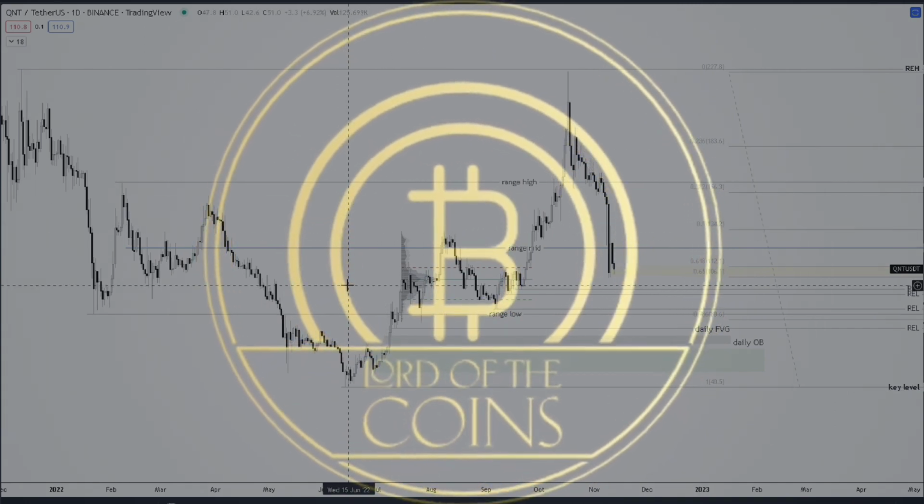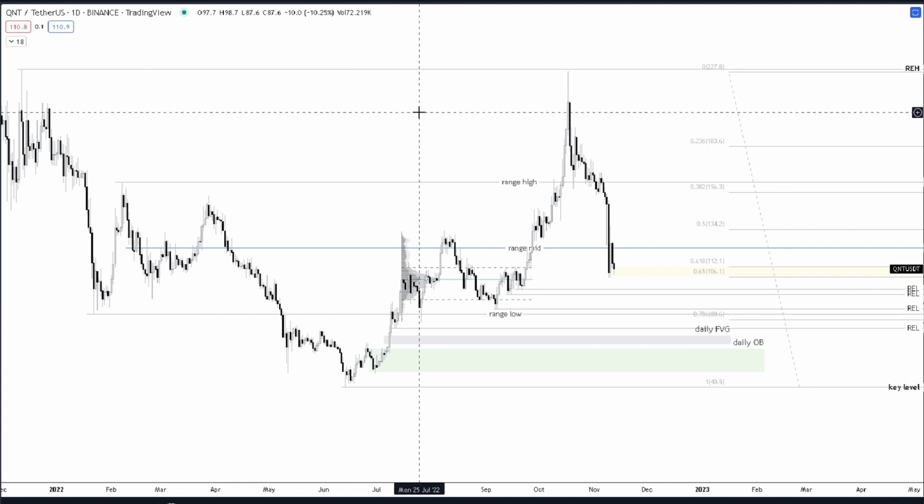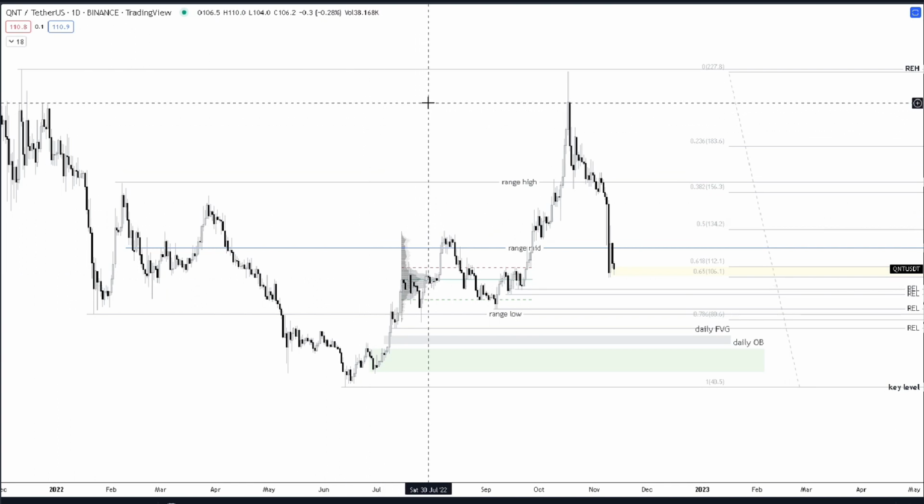We're going to be covering a macro outlook for Quant, a short-term outlook for Quant, and all the key levels that we should be looking out for in the coming weeks to the coming months for this project.